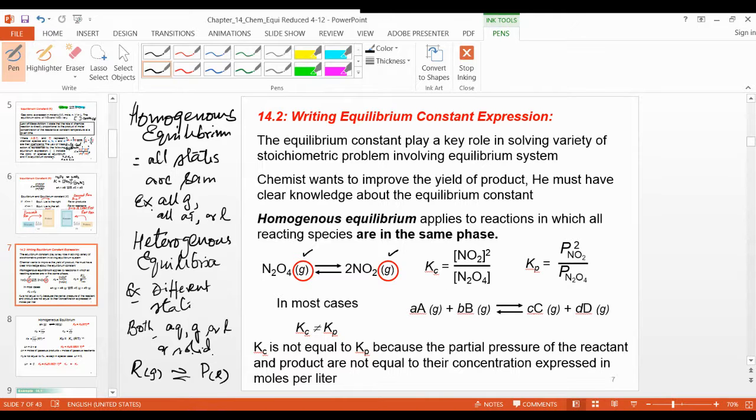This applies to the reaction in which all reactant species are in the same phase, right? These are in the same phase. So for this reaction, I have already written the equilibrium constant. C means the concentration, right? Kc and Kp. P is the pressure and C is the concentration, molarity. So this is only the expression, right? I will explain. We can write it in terms of concentration.